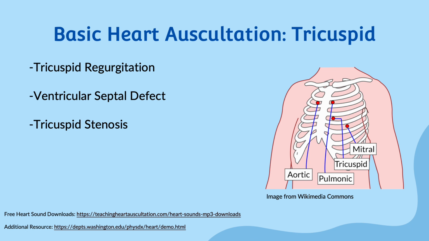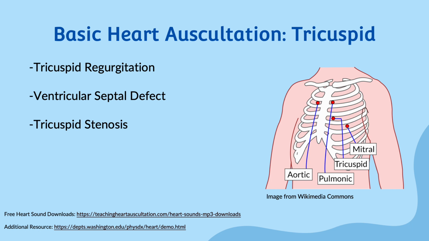Tricuspid regurgitation is a condition in which the tricuspid valve in the heart does not close properly, causing blood to flow backward into the right atrium. A ventricular septal defect, or VSD, is a hole in the wall between the lower chambers, or the ventricles, of the heart.